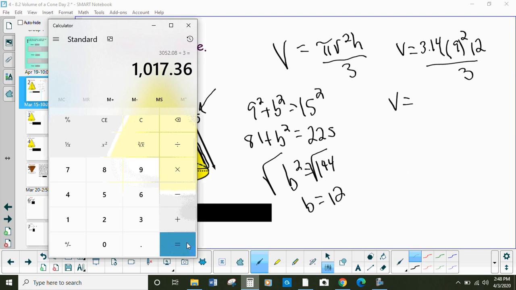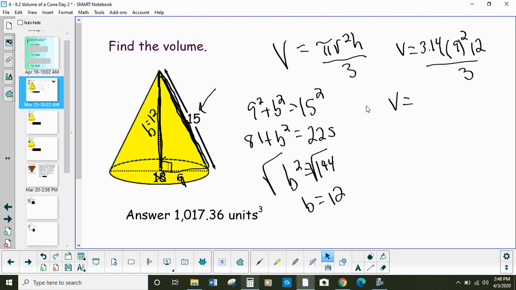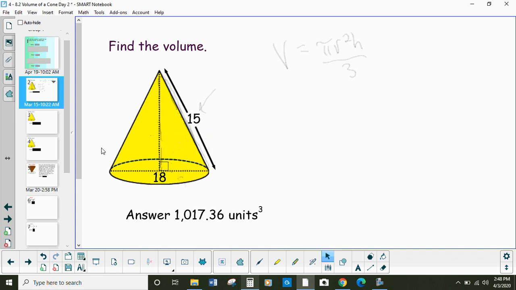And we get a volume of about 1,017.36. Let's see if I messed up there. 1,000. Oh, no, I got it right. Units cubed. All right, so I want you guys to take a look at this next problem here.